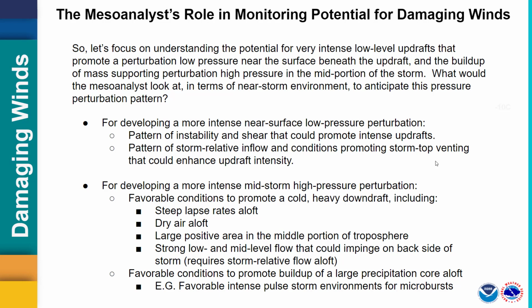For developing a more intense mid-storm high pressure perturbation, we want to promote a cold heavy downdraft, which include conditions such as a steep lapse rate aloft, dry air aloft, large positive area in the middle portion of the troposphere, strong low and mid-level flow that could impinge on the backside of the storm. This would require some storm relative flow aloft. And finally, favorable conditions to promote buildup of a large precipitation core, which tends to be particularly favorable for producing intense microbursts from pulse storms.